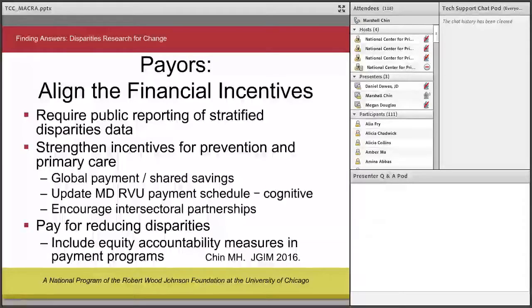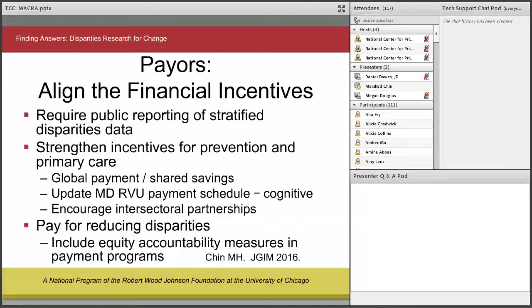So I'll mention a number of different things here before handing it off back to the larger discussion about MACRA. Even this year, Medicare is going to be starting, for some of the programs, to require public reporting for stratified disparities data, so the stratified performance data. They're increasing incentives for prevention and primary care. Daniel's going to talk a little bit about ACOs and the alternative payment model programs segment for the MACRA programs, which get into the incentives. Then if you have global payments and shared savings plans, there's more incentive for doing preventive care and for investing in primary care.